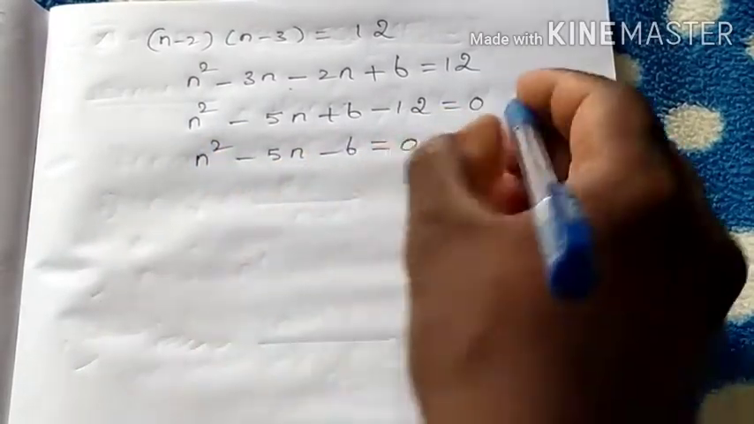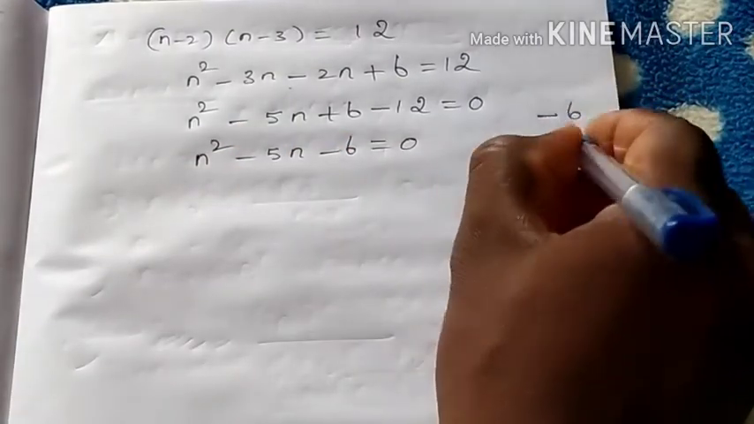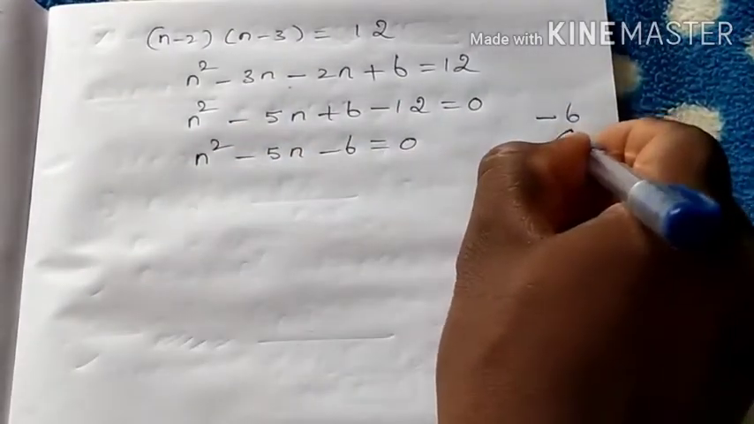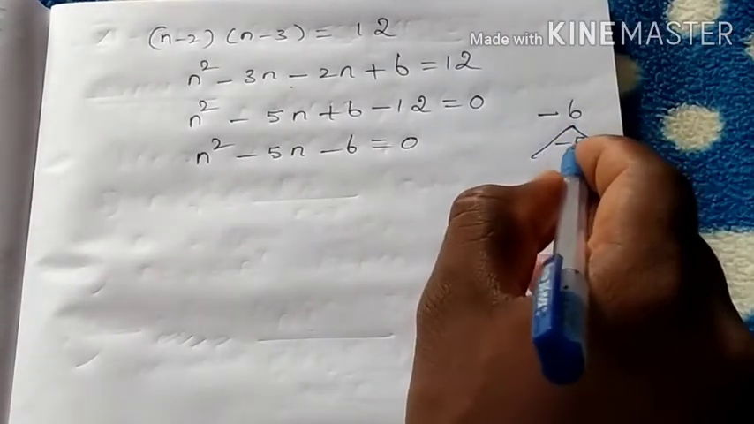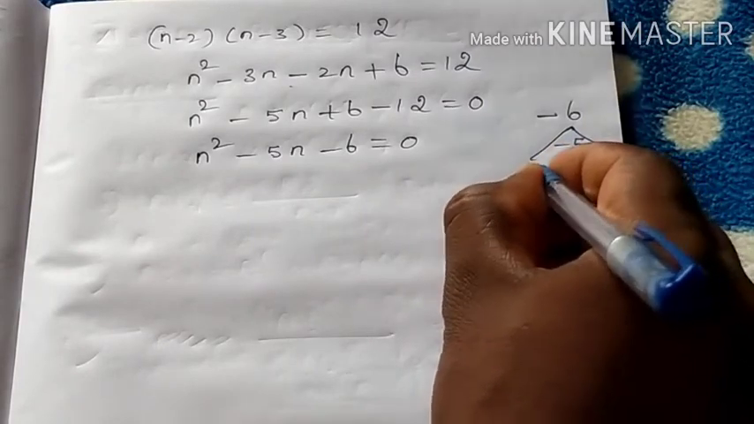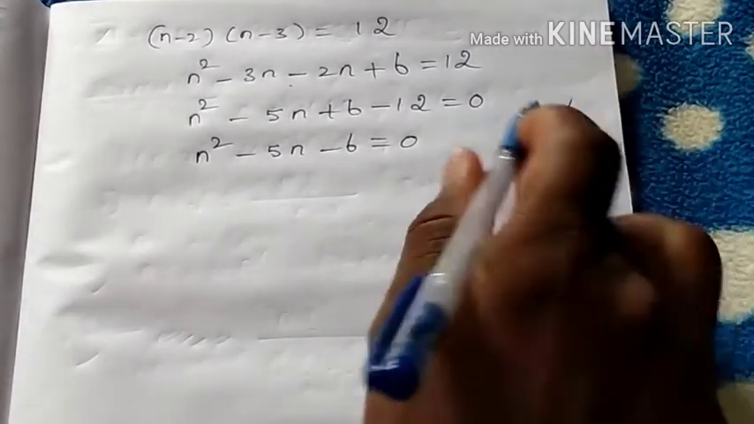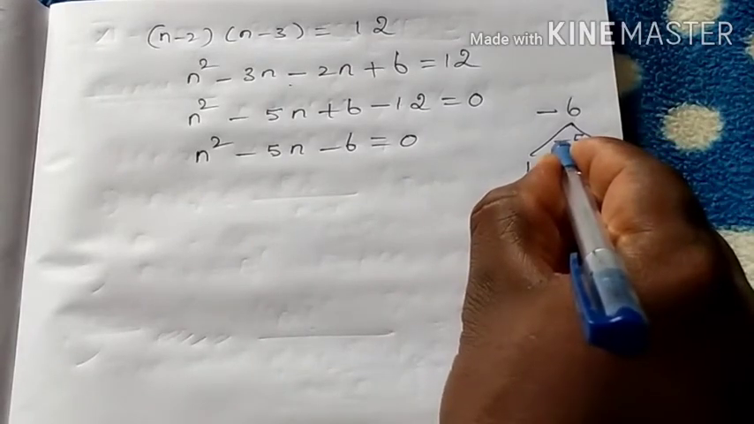Okay, factorize the value. Plus into minus, minus. The coefficient of n squared is 1, and 1 into 6 is 6. Then the middle term is minus 5. What numbers are possible here? By the factorization method, the numbers are 1 and 6. The subtraction value is minus 5.